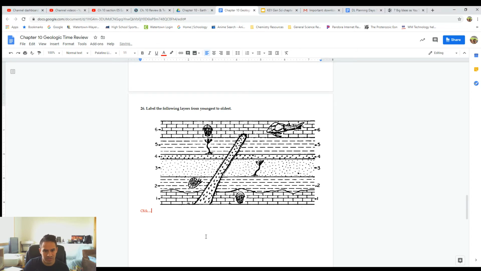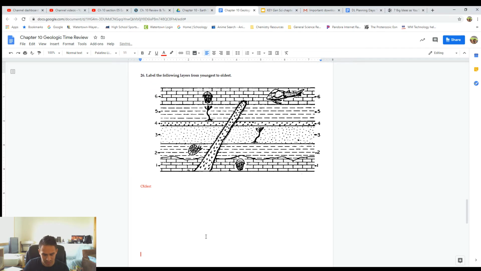So we'll go oldest. Oh. Oldest. And then down here we'll go youngest. Okay, sorry, youngest to oldest. Sorry, we want to do the opposite. Youngest. There we go. To oldest. Okay, so first thing that is the youngest is probably going to be the one on the top, which is number 6. So layer 6 is youngest.